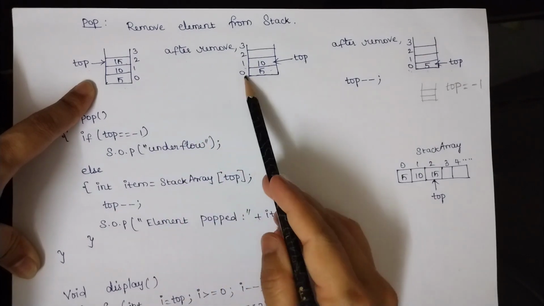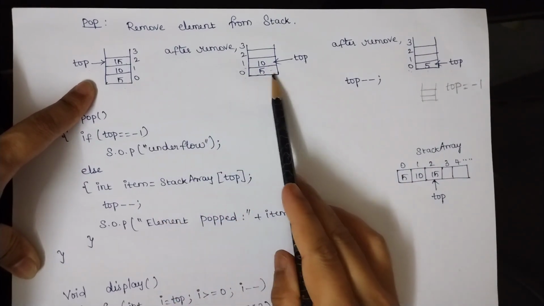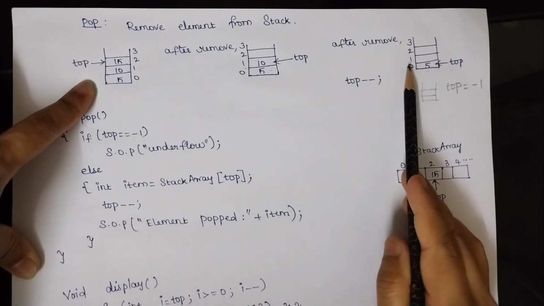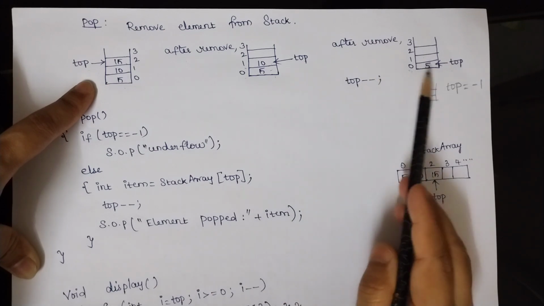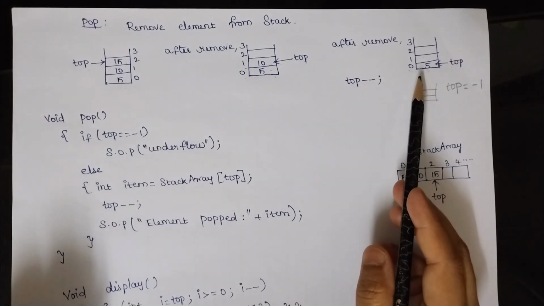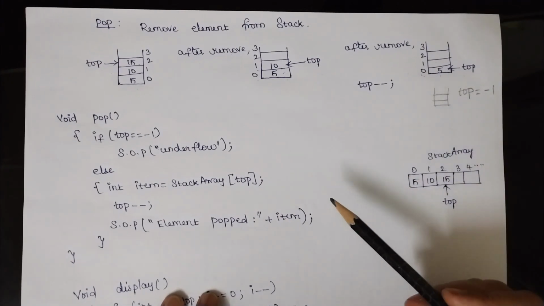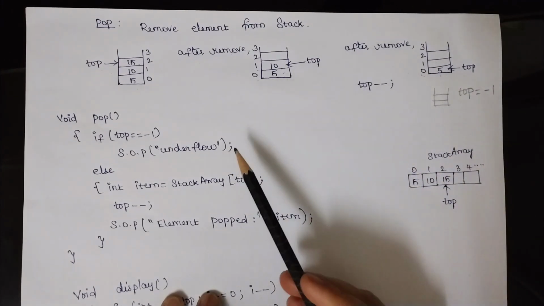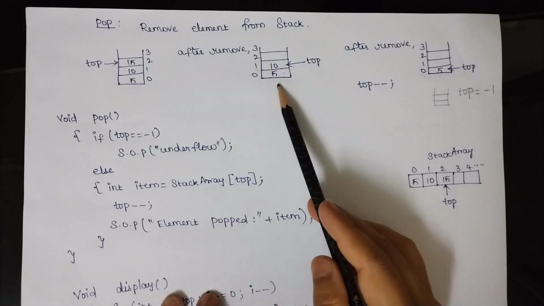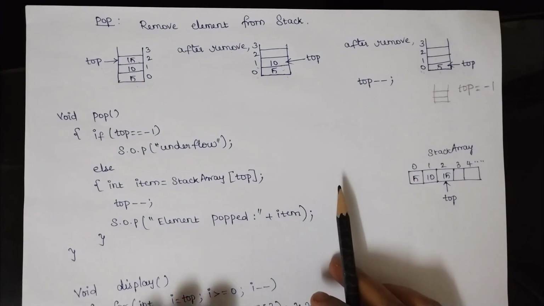So you can see here clearly that whenever you are removing any element from the stack, always the top value gets decremented by 1. When you are performing push operation, top value gets incremented by 1. Whereas if you are performing deletion operation, I mean pop operation, then your top value gets decremented by 1. So for that, how do we write the code?